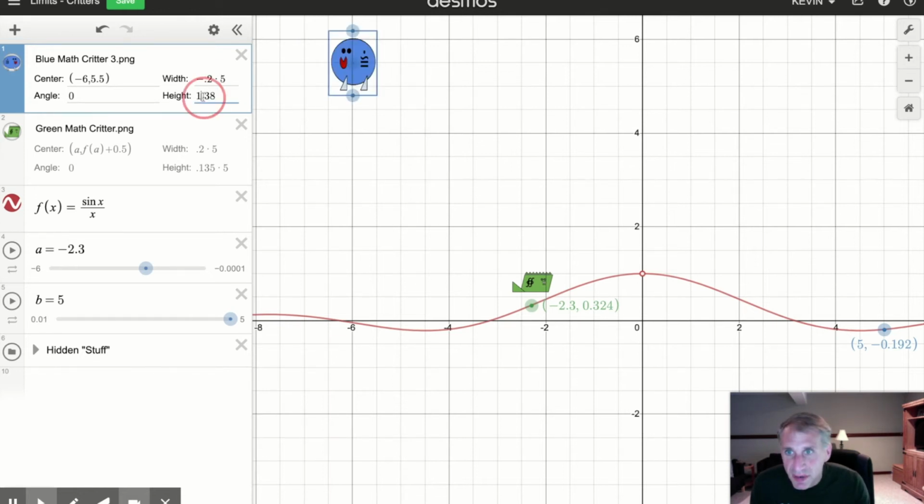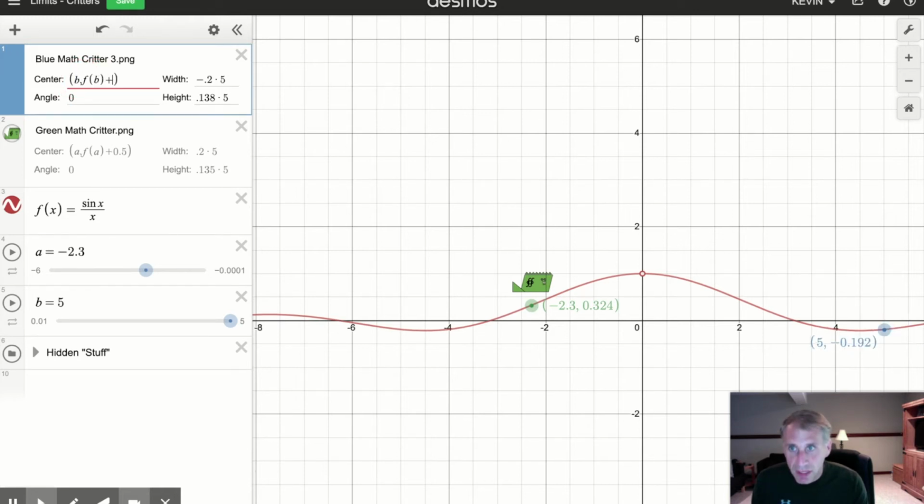And face it in the other direction. And we're going to put it on the graph at point B. So we've got B, f of B. We'll add a little bit to it. And so with this slider here, I can move that there.